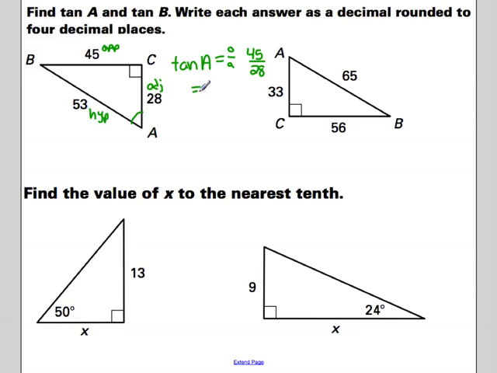Then it says rounded to 4 decimal places. You put that in your calculator and everyone should get 1.6071. You may have to round it so you get there.